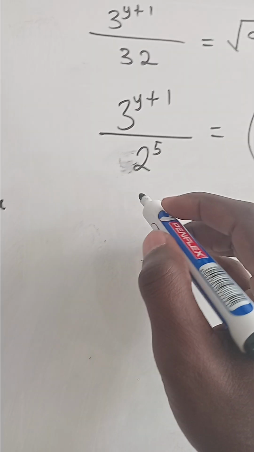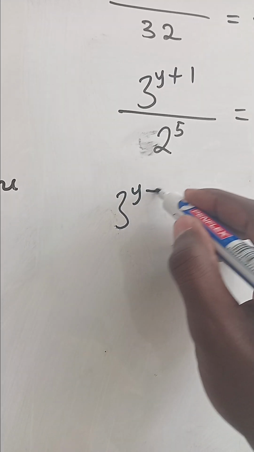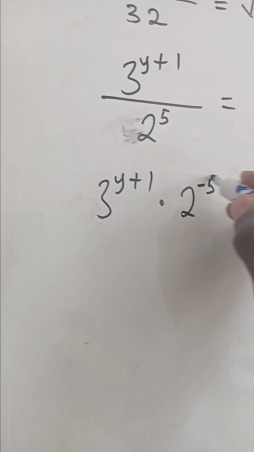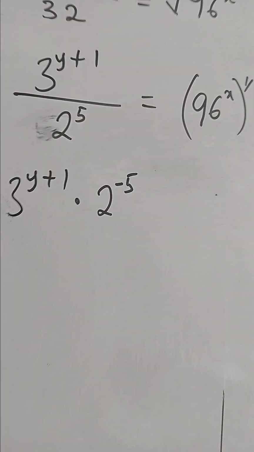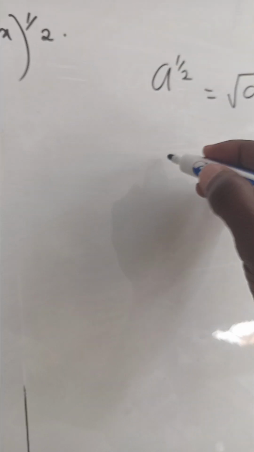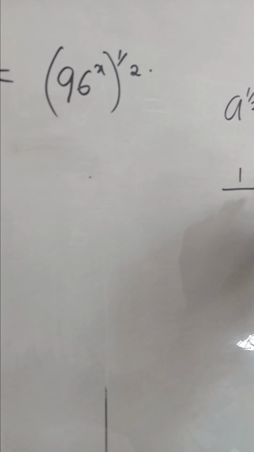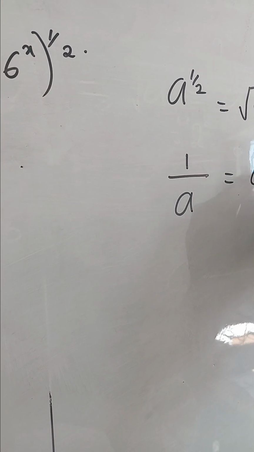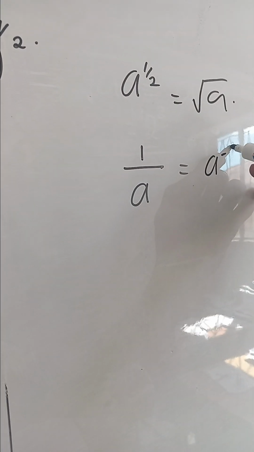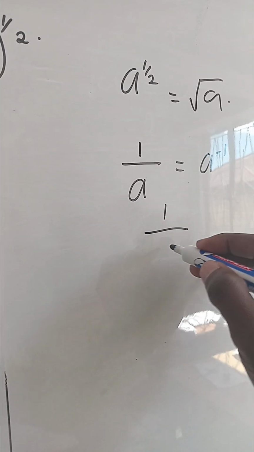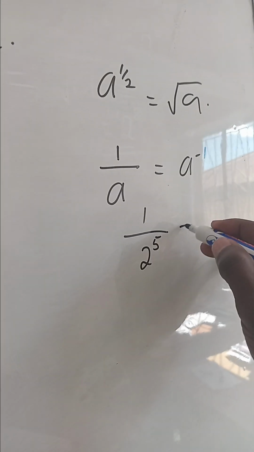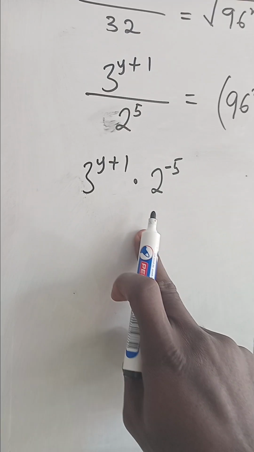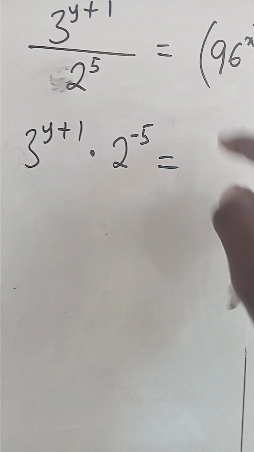So here, we can write this as 3 raised to the power of y plus 1 multiplied by 2 raised to the power of minus 5, because recall the rule of exponents that says 1 over a is the same thing as saying a raised to the power of minus 1. So therefore, when you have 1 over 2 raised to the power of 5, it is the same thing as saying 2 raised to the power of minus 5. So that was the rule we applied here, is equal to this 96.